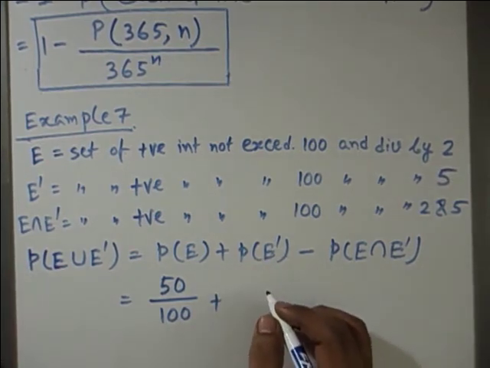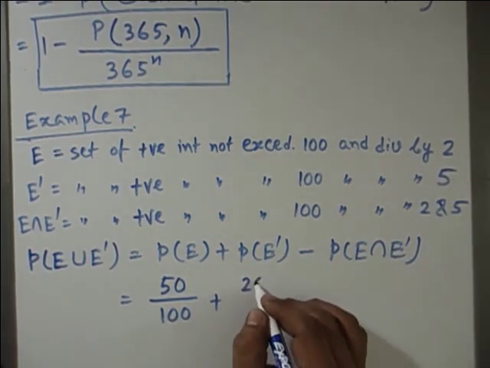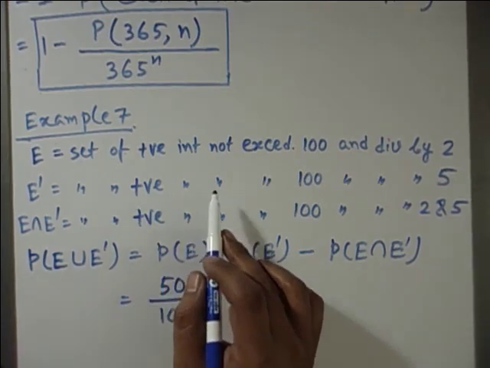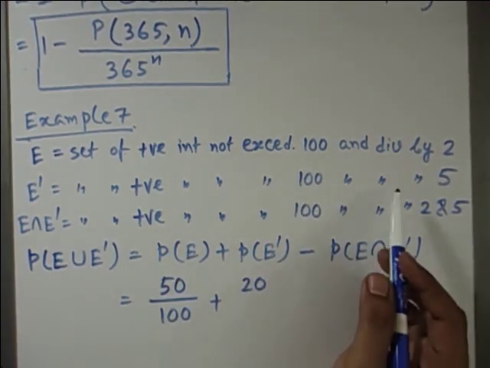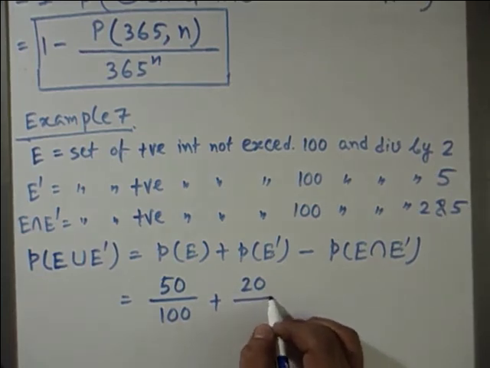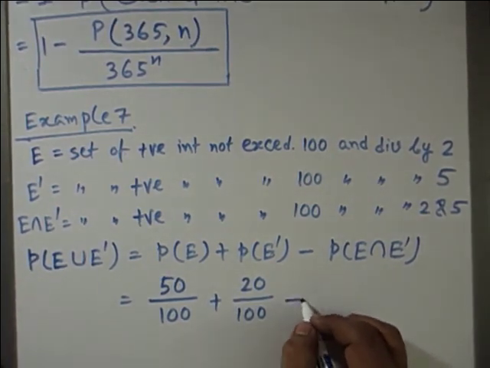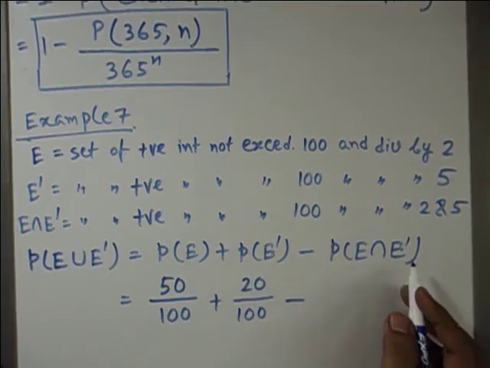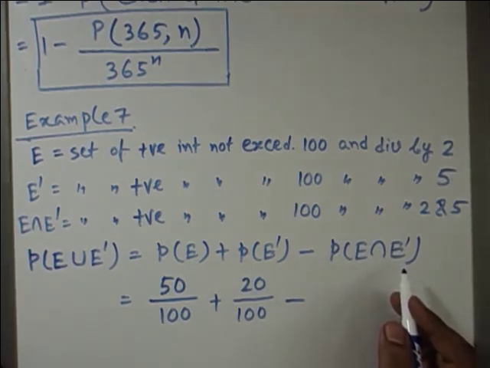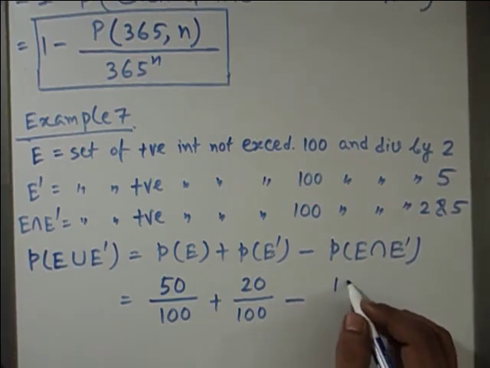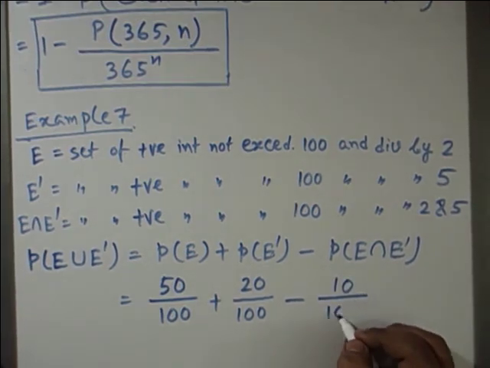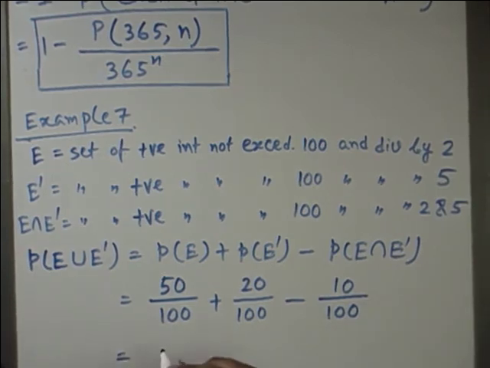What is it for E prime? There are total 20 positive integers not exceeding 100 divisible by 5. So this minus how many positive integers not exceeding 100 are divisible by both 2 and 5? There are only 10 over 100. So that is 60 over 100, which is 0.6, the final answer.